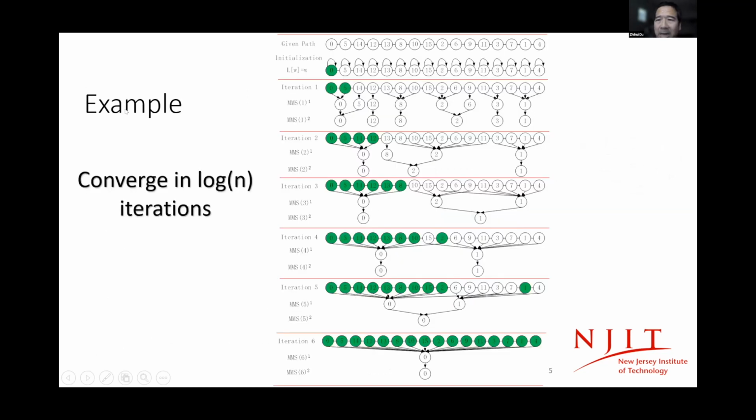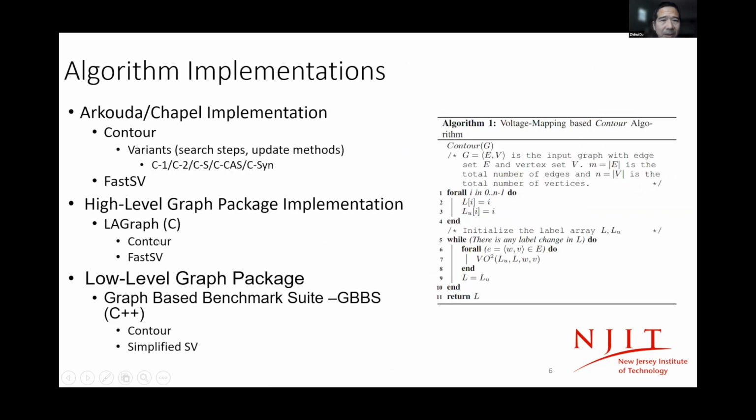Here is an example. We work on a very special graph. It's just a line. We show how our algorithm can converge in log n time. Finally, we map all the vertices on the line onto the minimal label 0.